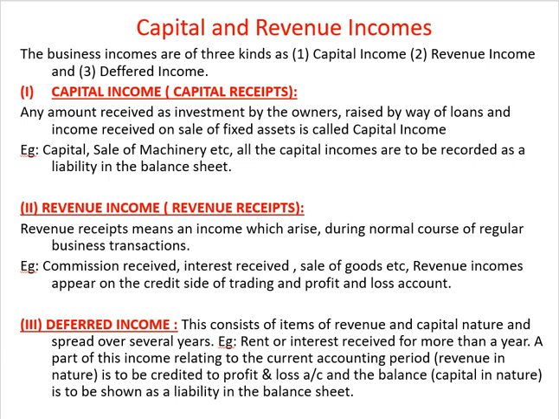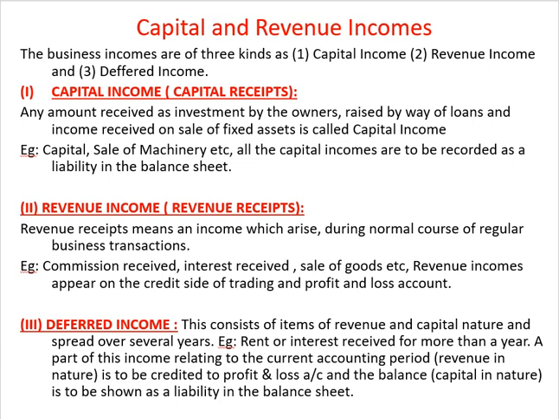Next we have to understand capital and revenue incomes. Both are different. In income we have three sorts of income: capital income, revenue income, and deferred income. Capital income is also called capital receipts. That is any amount received as an investment by the owner, raised by loans, or income received from the sale of fixed assets. If you are selling an asset, the income you get on that capital falls under this one. Example: the owner investing in the business, or the sale of machinery.